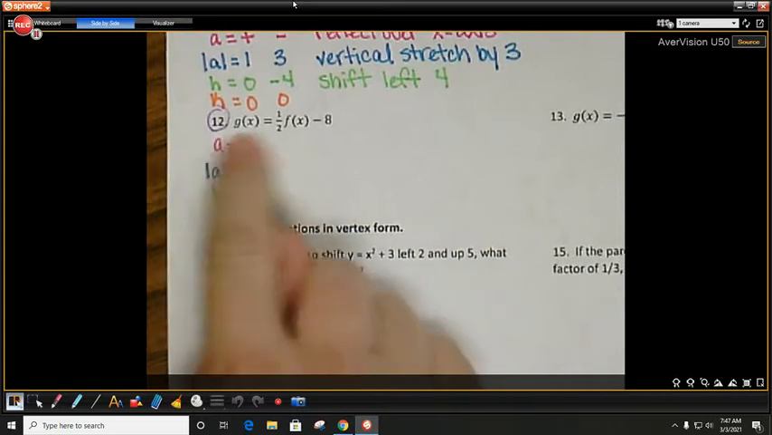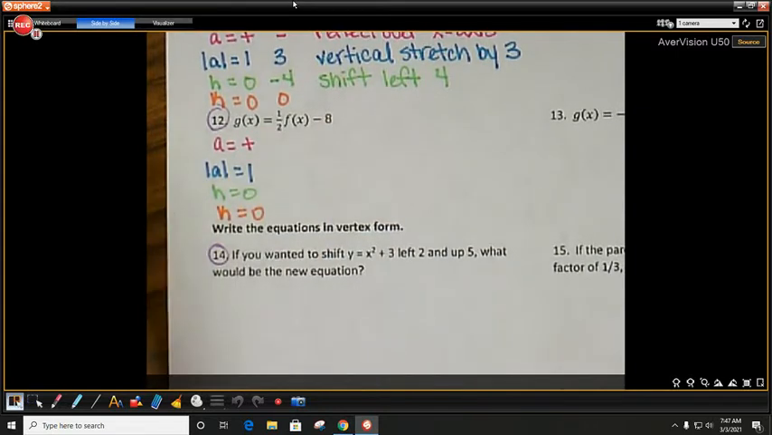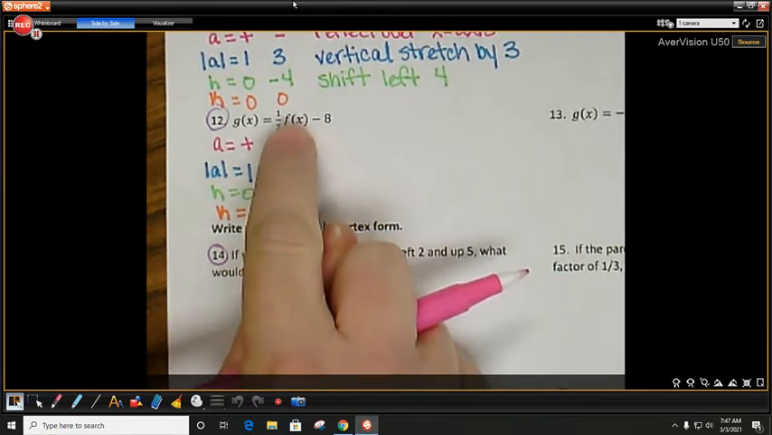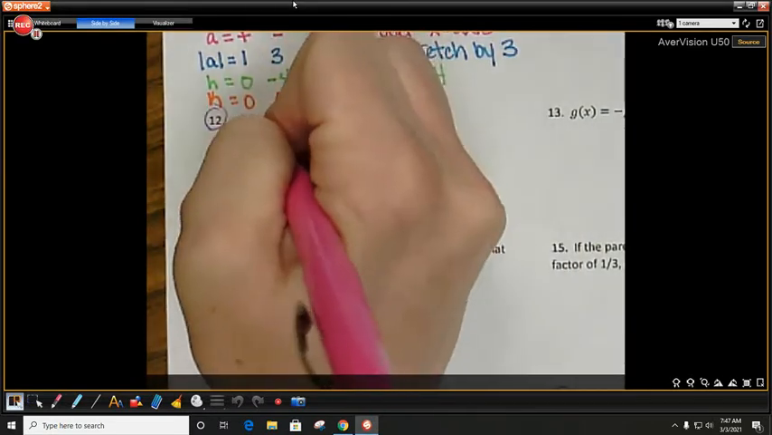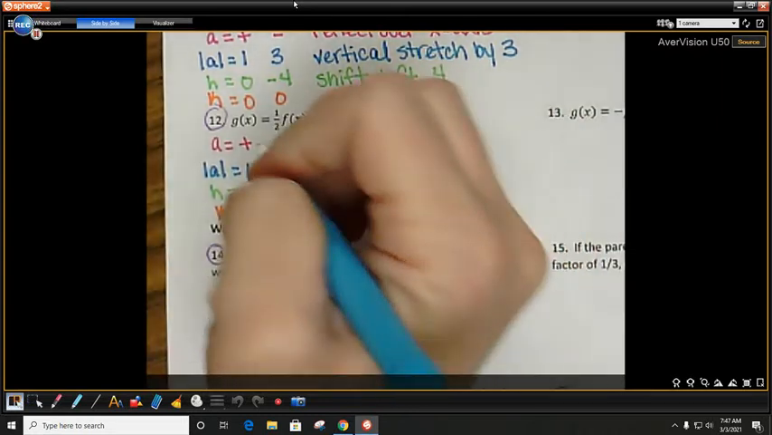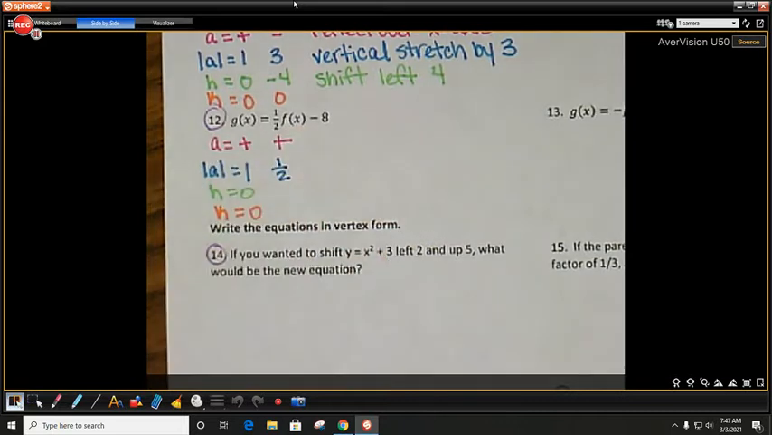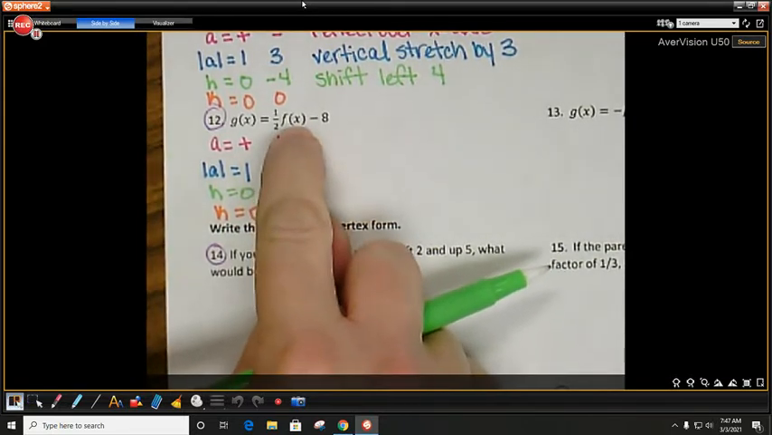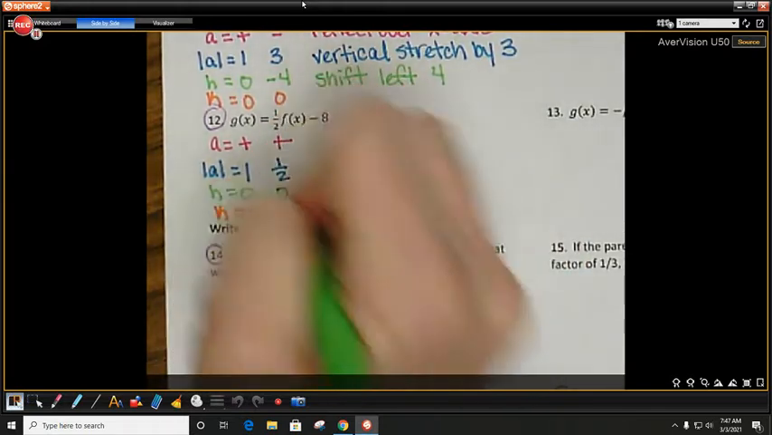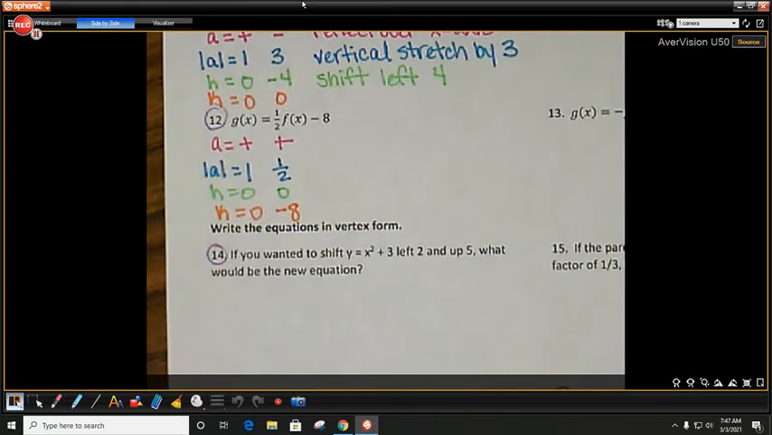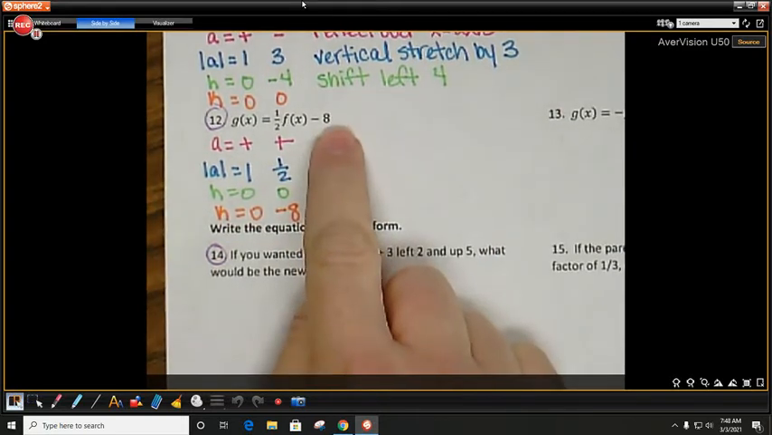So then we're going to look at our new function. Remember, a is always attached to your x squared, and f of x is representing your x squared. So 1/2, that's a positive. The value of a is now 1/2 because it's the number multiplied by your f of x, or the x squared. Your h is the number in the parentheses. Well, I only have x in the parentheses, so my h is 0. K is the constant out to the side, so k is -8. And -8 is not in the parentheses, so we don't do the opposite. We do exactly what it says.